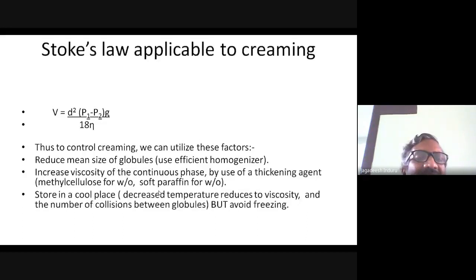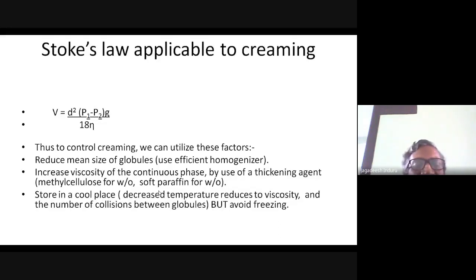Decreasing d gives a smaller size and the velocity will be reduced, whereas increasing eta will reduce the falling. So you are enhancing the stability. Thus, to control creaming, we can utilize these factors: reduce the mean globule size with an efficient homogenizer, and increase the viscosity of the continuous phase, with a thickening agent suited to whatever the continuous phase is.